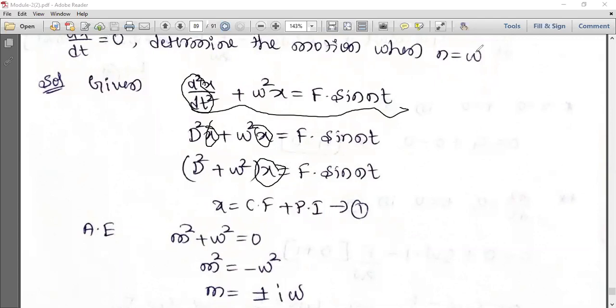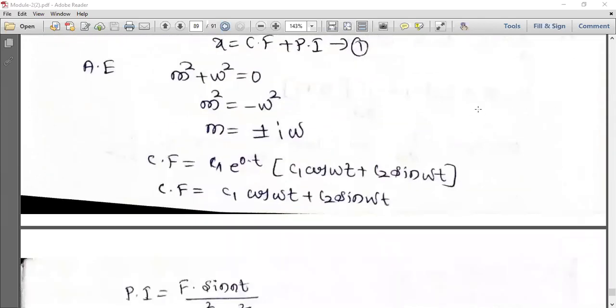Therefore, what I will do is: m square plus omega square equal to 0. So m square equal to minus omega square, so m is equal to plus or minus i omega, because you can see here m square equal to minus omega square, no? So m, if we write the square root of minus omega square, the square root of minus is i.